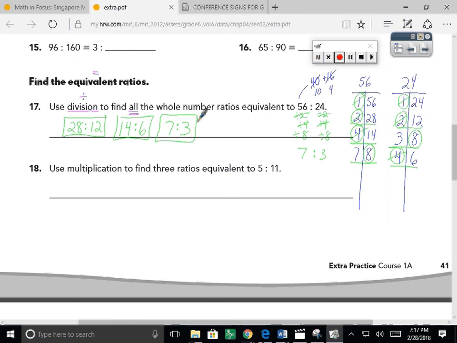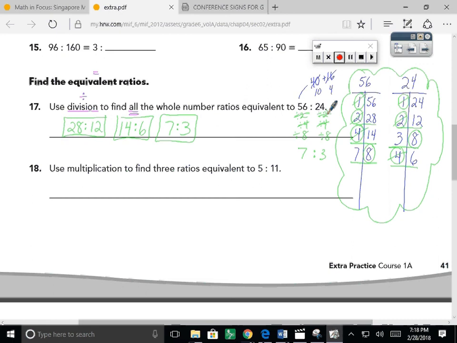I believe I have all of them, and I say that because when I look back at my T-chart, I don't see any other matching factors. This would be a great strategy, hint, hint, wink, wink, when we get to a test question like this. Sometimes there are more answers than 3, sometimes there are fewer answers than 3. It really depends on what ratio we're starting with.